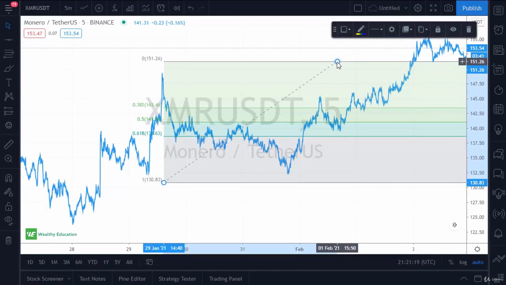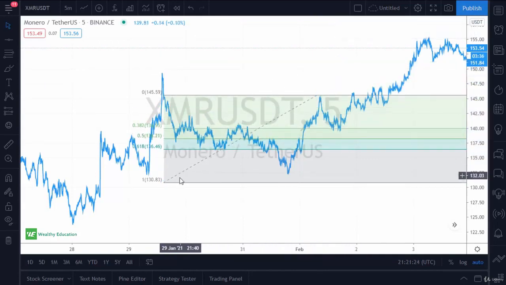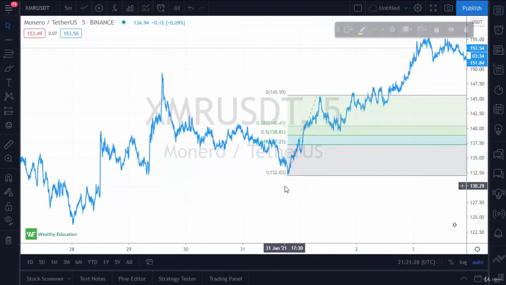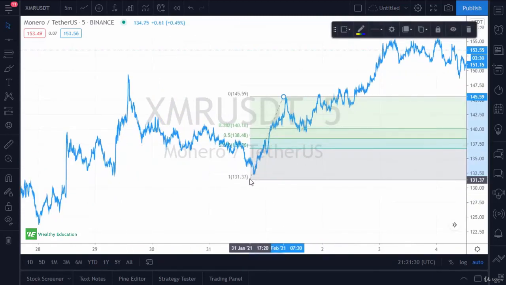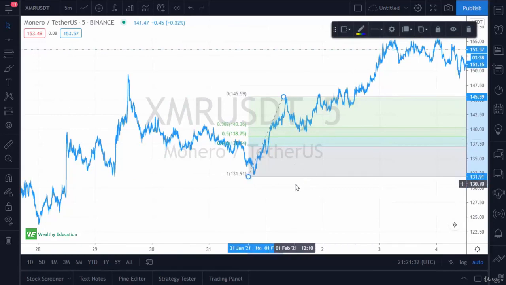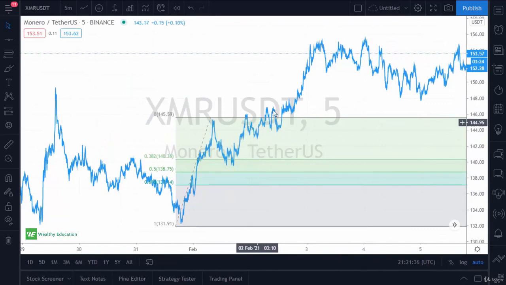So again, we rally from here to here. We pull back to the 38.2% Fibonacci retracement level, and we take off. So that's a 38.2% Fib pullback. I know that typically means you're going to run, so you might want to give it a little bit more time. So in the next video, I'll show you some examples of how to actually use this bit of information.